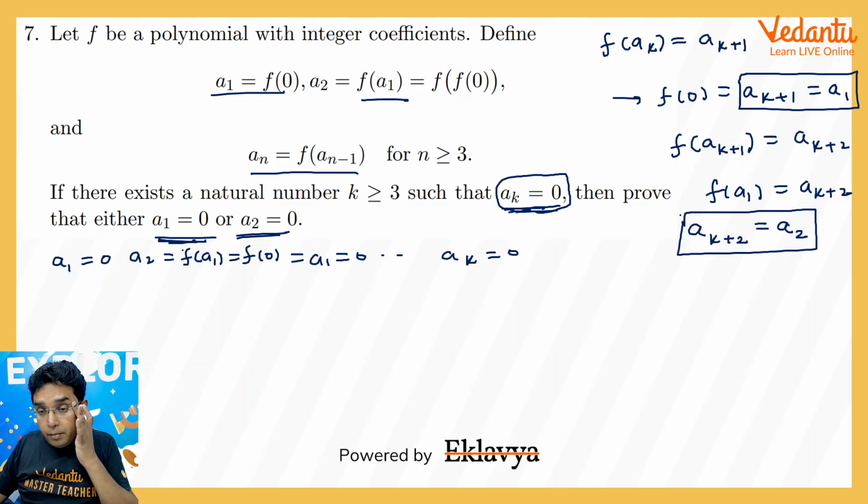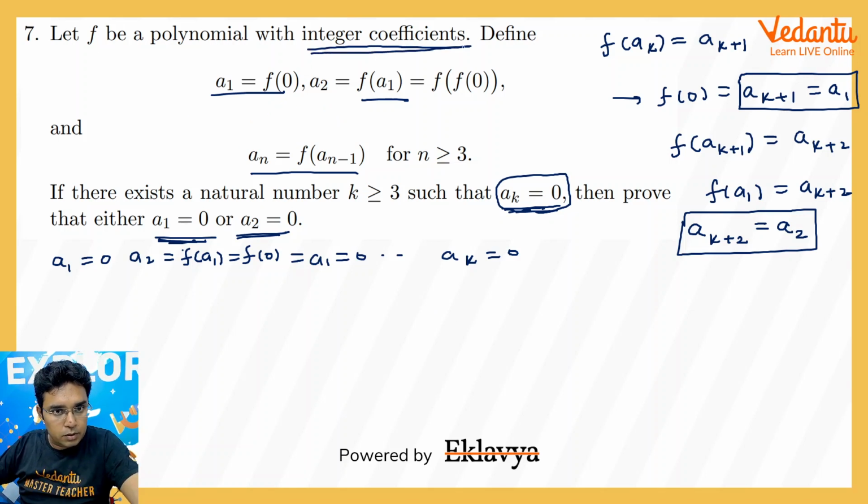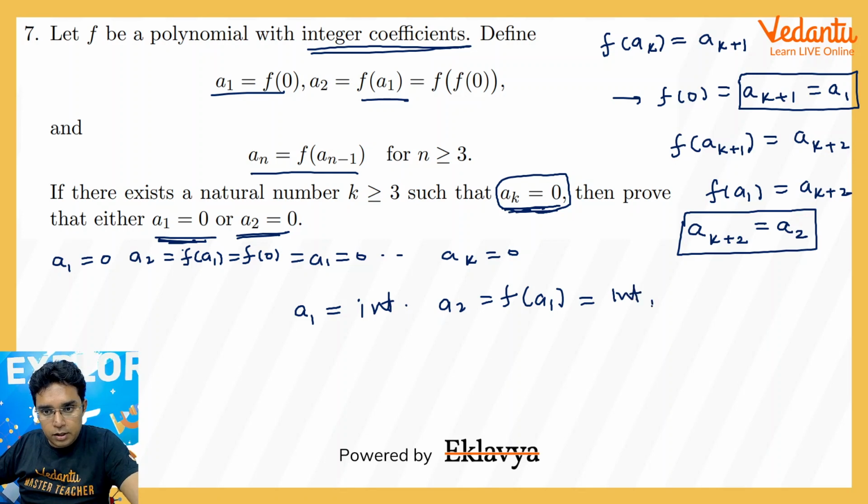Tricky question, but let us do it step by step. My next step here would be, first I will prove that this function f is with all integer coefficients. So this a1 is just f(0), that is the constant term, so it will be an integer. Now a2, which is the value of this polynomial at a1, is an integer with integer coefficients, so this will also be an integer. So I can say a3 is also an integer, and so on. All these a1, a2 up to an, they all will be integers.